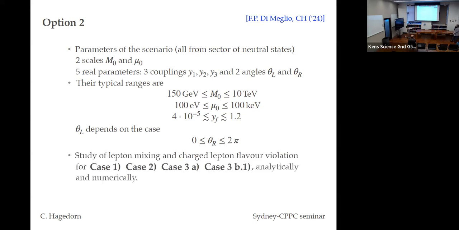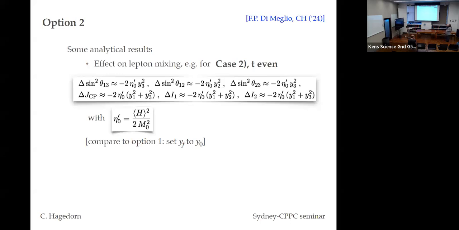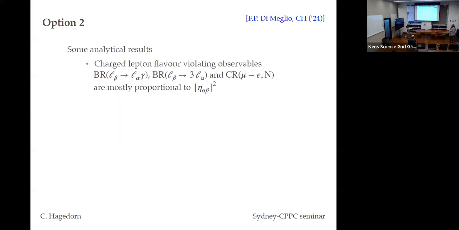Now I can study all these different cases which give me different lepton mixing patterns. I can study the phenomenology, both analytically and numerically. I jump over the impact on lepton mixing, because this turns out to be just a slight generalization of what we've seen for option 1. So it's not a huge effect.